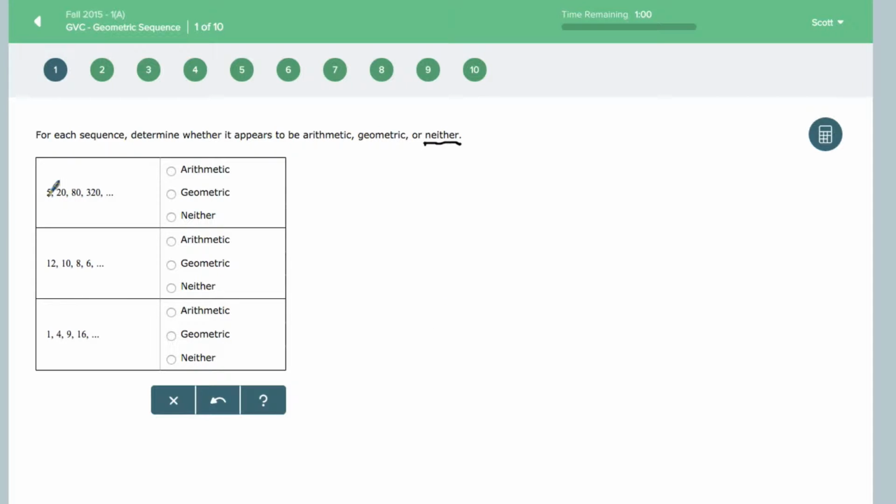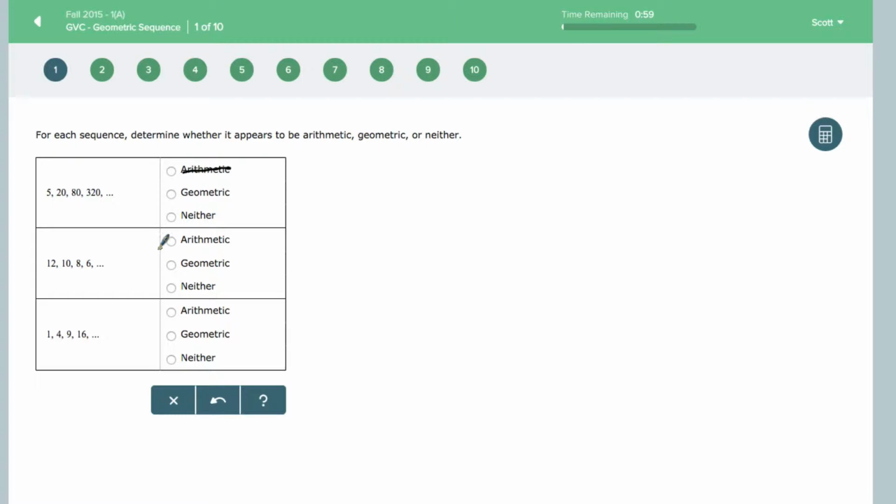Let's go ahead and look at the 5, 20, 80, 320. Let's see if it has a difference. To do that, we take this second number minus that first number. So we're going to minus, and 20 minus 5 is 15. Now we see if the same thing happens again. What's 80 minus 20? Well, that's 60. So it does not have a common difference, so it's not arithmetic.